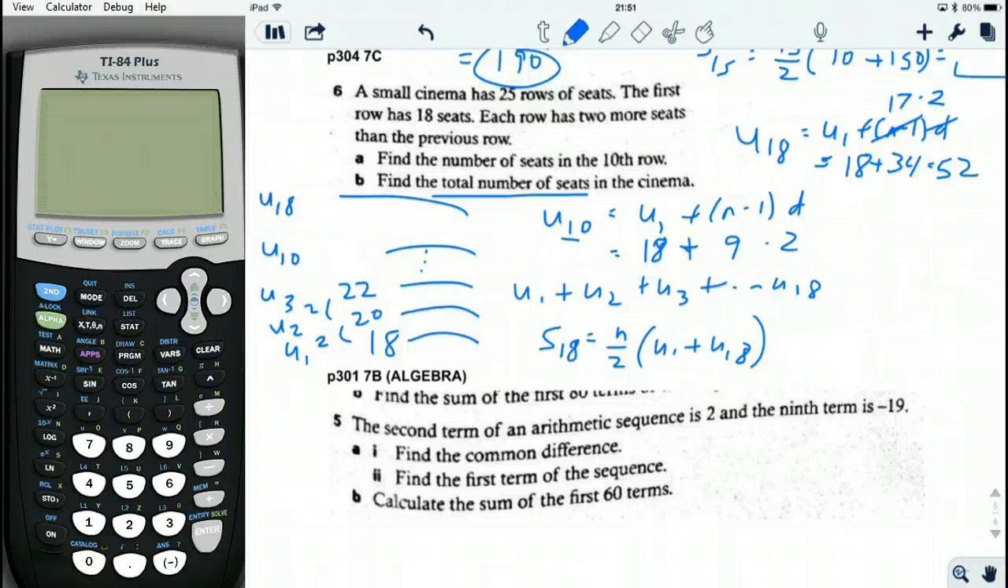So let's do this now. N is 18 rows because that's the total size of the cinema. 18 divided by 2, and then U1 is 18, and U18 we just found is 52, right? So you just add those two together. 52 plus 18 is something like 70 times 9, and I'll leave that for you to figure out.